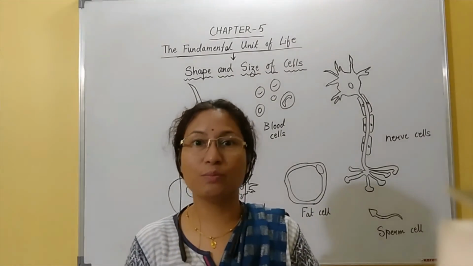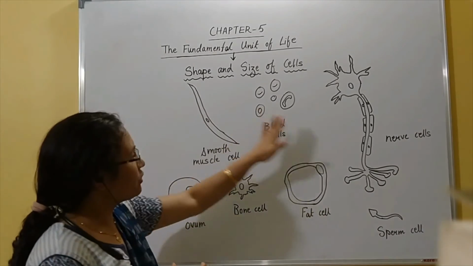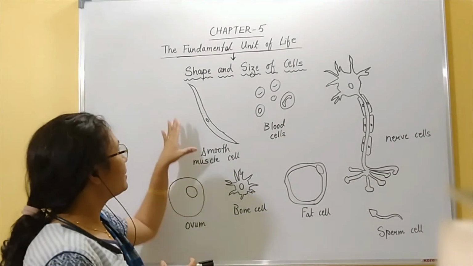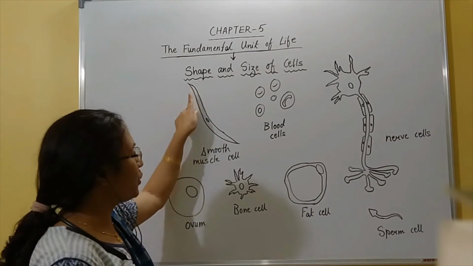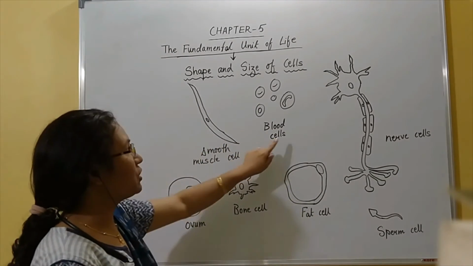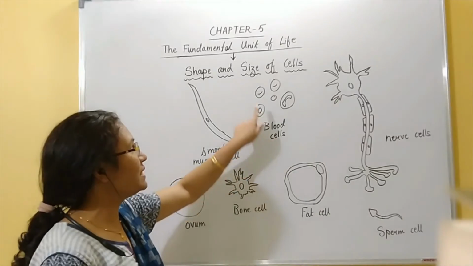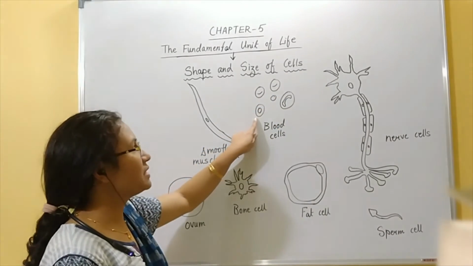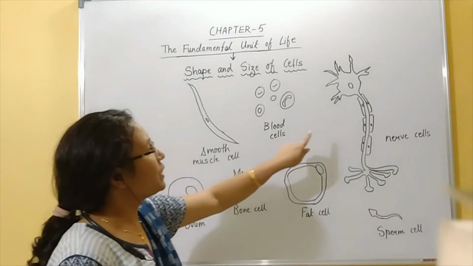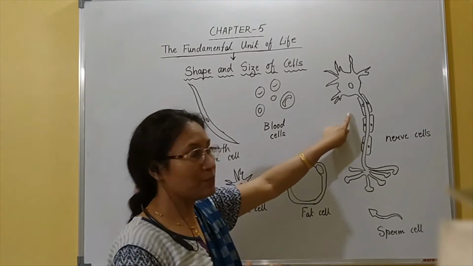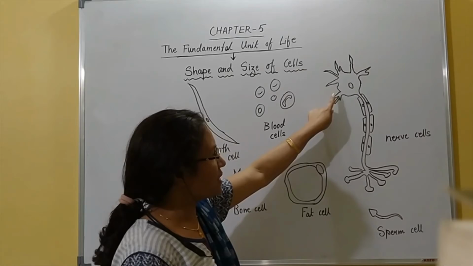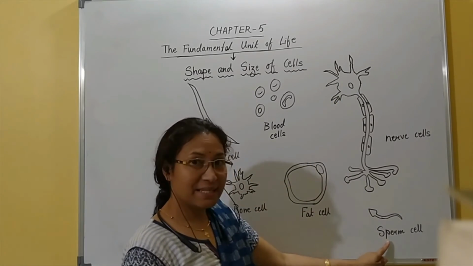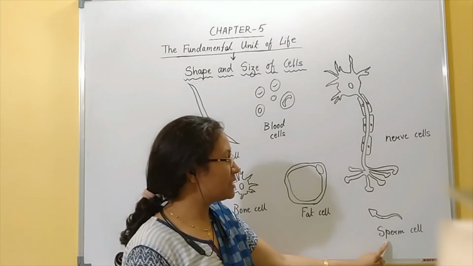Only in the human body we see that the cells are of different shape and size. The first one is a smooth muscle cell. It is spindle shaped with the pointed ends and slightly S shaped. When we look at the blood cell, we see cells which are of different shapes and sizes. The largest cell in the human body is the nerve cell, and we can see so many branchings are present here. Then the tiniest cell in the human body, it is the sperm cell.